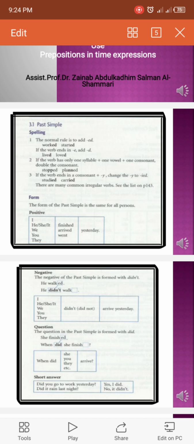In positive, I finished yesterday. I arrived yesterday. I went yesterday. The pronouns he, she, it are the same. He finished yesterday. He arrived yesterday. He went yesterday.